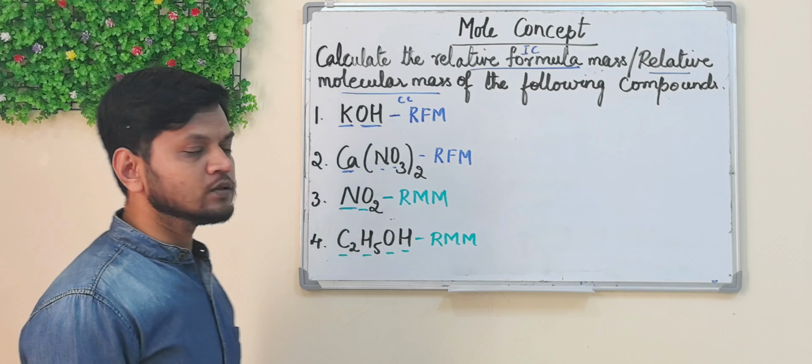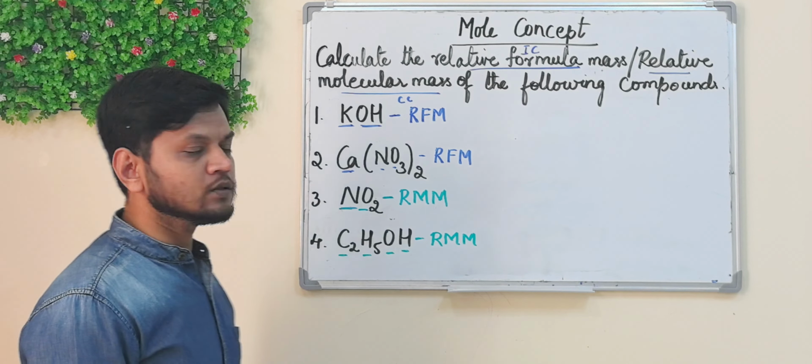Now let us calculate. When I look into this formula, I see there is one potassium. So I have to multiply by the mass of one potassium. When I look into the periodic table, I find out that the mass of one potassium is 39.